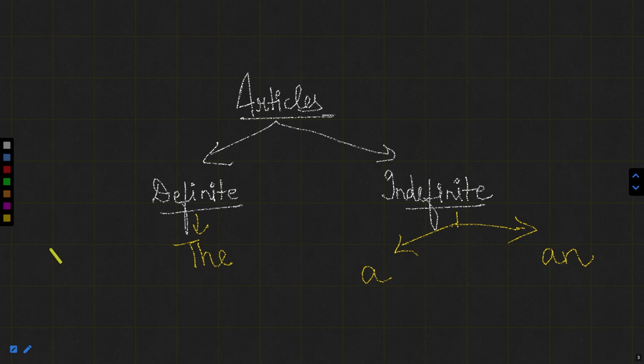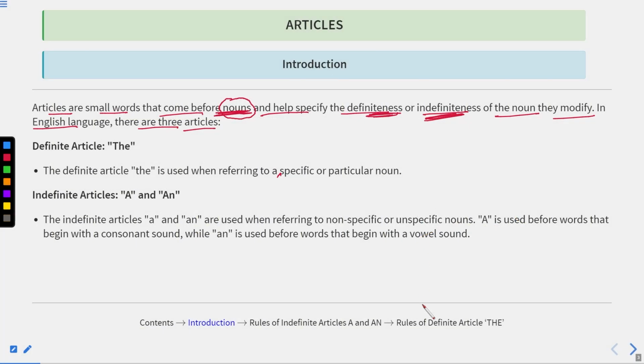Now we'll discuss these 3 articles and the rules of using these articles one by one. First of all, we have the definite article, that is "the". The definite article "the" is used when referring to a specific or particular noun. The indefinite articles, that is either "a" or "an", are used when referring to non-specific or unspecific nouns. For example, that can be any.